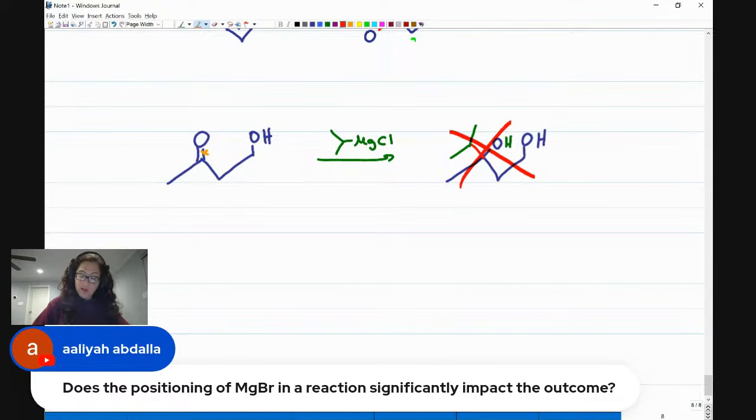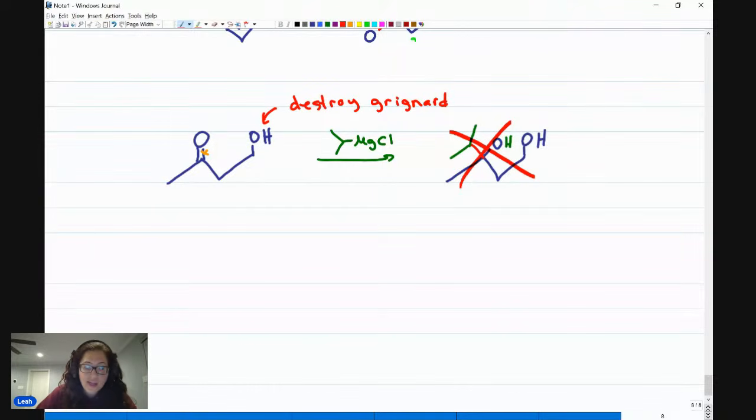The reason this isn't going to happen is because the Grignard is very reactive in the presence of a protic group. This alcohol right here will destroy the Grignard, and then we will have absolutely no reaction happening. So if I want to carry out this reaction, what I have to do is turn the alcohol into something that is not an alcohol, that does not have a protic group. And if I can protect it, if I can hide that alcohol, the Grignard won't see it, and the Grignard will react the way we want it to.